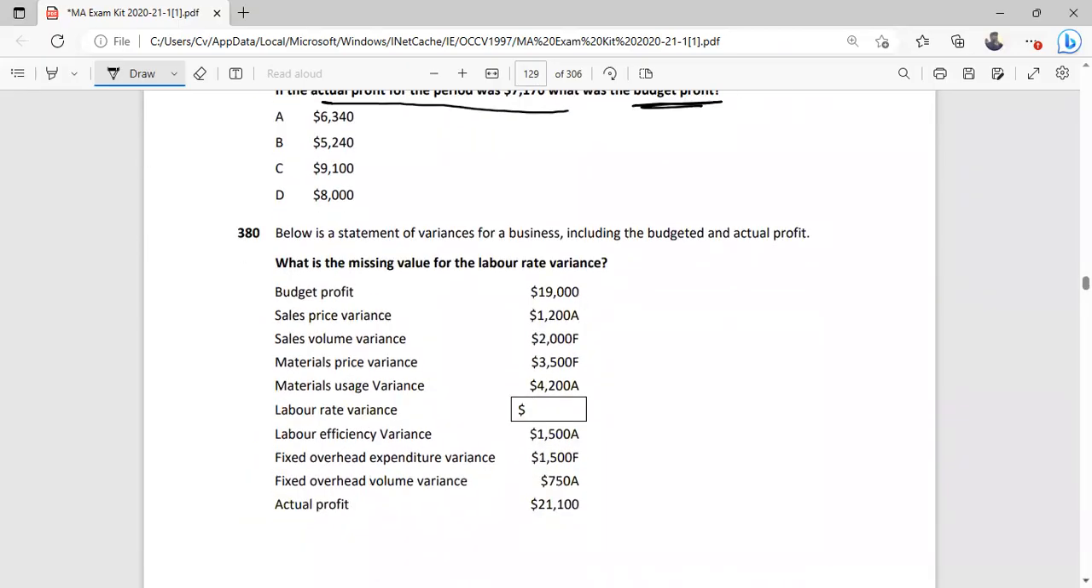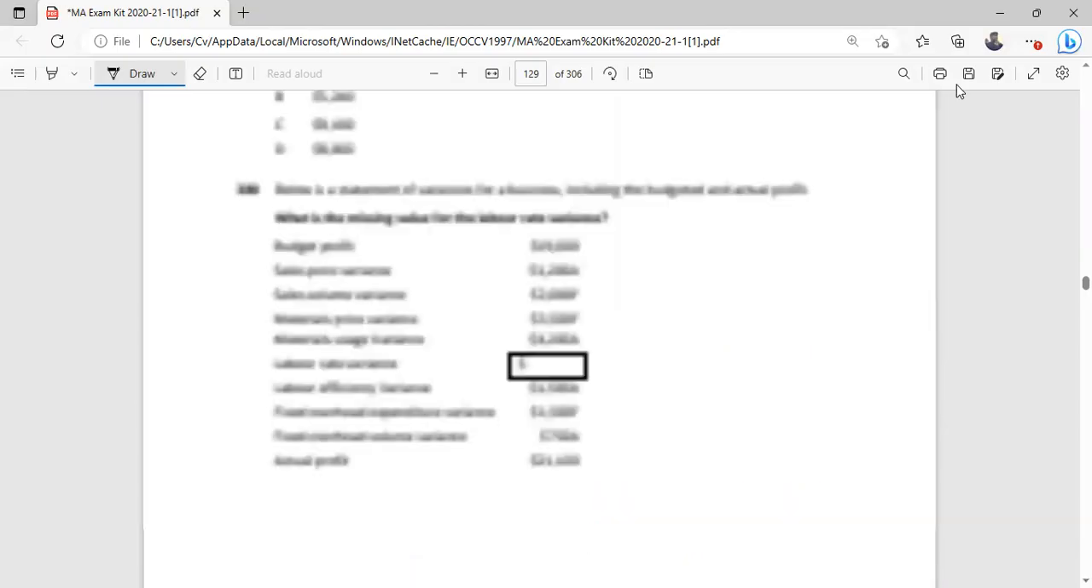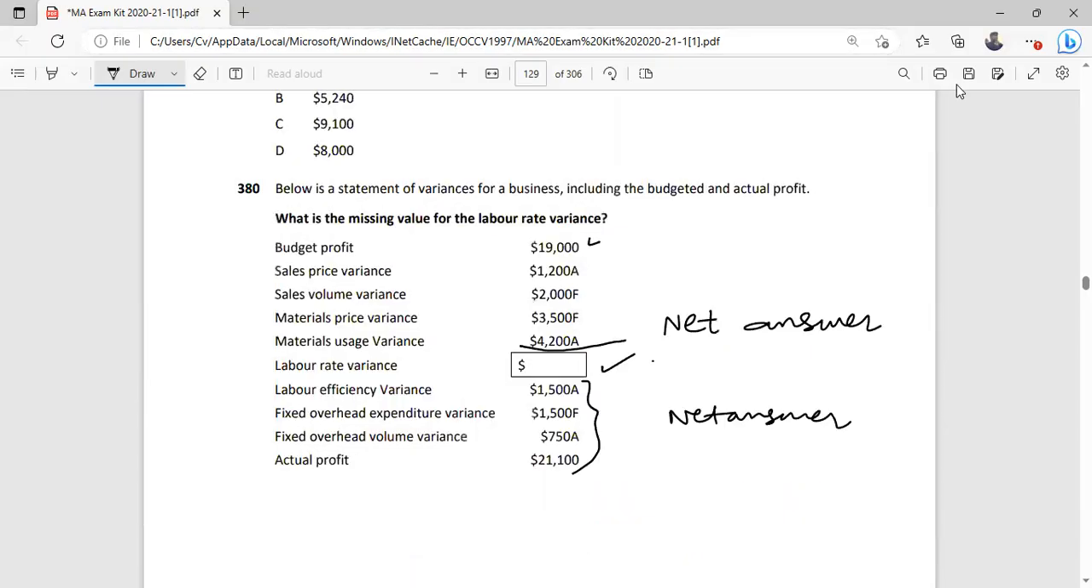In the next question below is the statement of variance for a business including budget and actual value. Budgeted profit is given, missing value is this. So you will follow the same principle up till here. Subtract adverse and add favorable. Similarly, calculate the net answer of these values. Difference between this net answer and this net answer will be the value of this box you can calculate. So these are called what? Reconciliations. It was relevant with the variances. Any question?